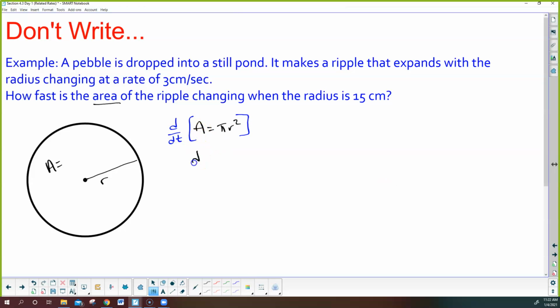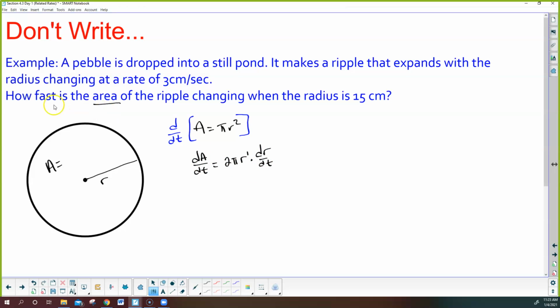Take the derivative of A, that's dA/dt. And then pi is a constant. R squared, I can take the derivative of this just using the power rule. The 2 is going to come down, so I get 2 times pi times r, technically r to the first power. But then I took the derivative of r, so we are doing like a chain rule here, where I have dr/dt. Notice how I didn't plug any of the numbers in yet. I took the area equation, I took the derivative, which introduces the rates.